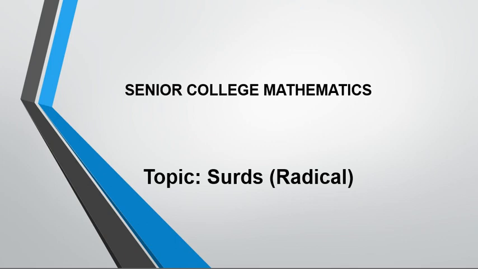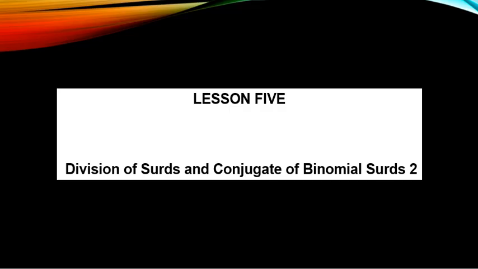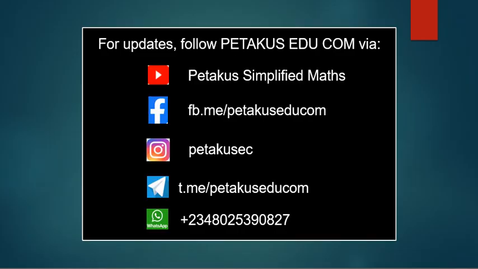PetakusEducation community. Lesson 5, division of surds and conjugate of binomial surds, part 2. So lesson 5 is a continuation of lesson 4.